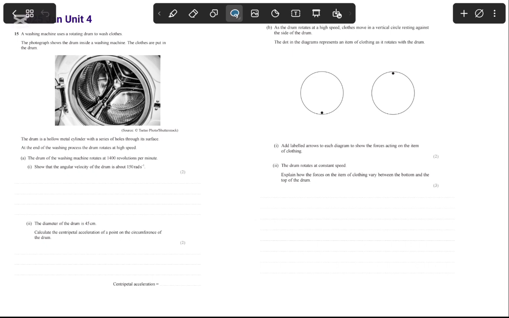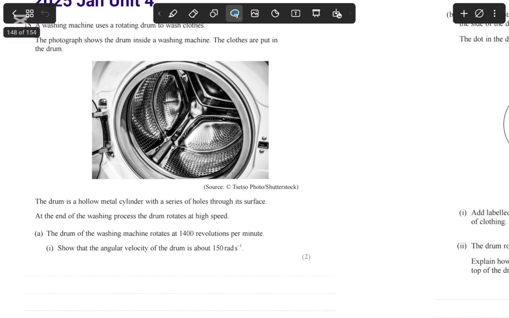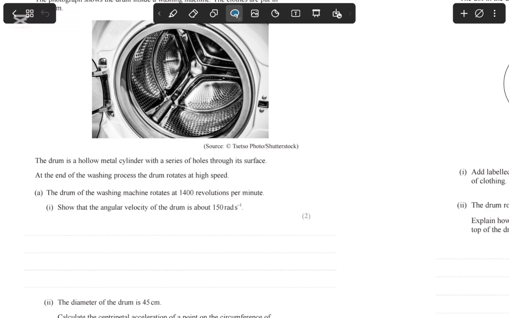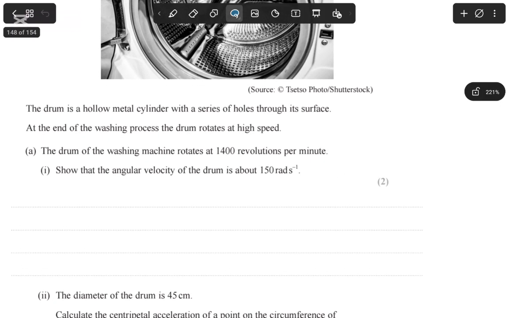So a washing machine uses a rotating drum to wash clothes. The photograph shows the drum inside a washing machine. The clothes are put in the drum. The drum is a hollow metal cylinder with a series of holes through its surface. At the end of the washing machine, the drum rotates at a high speed.